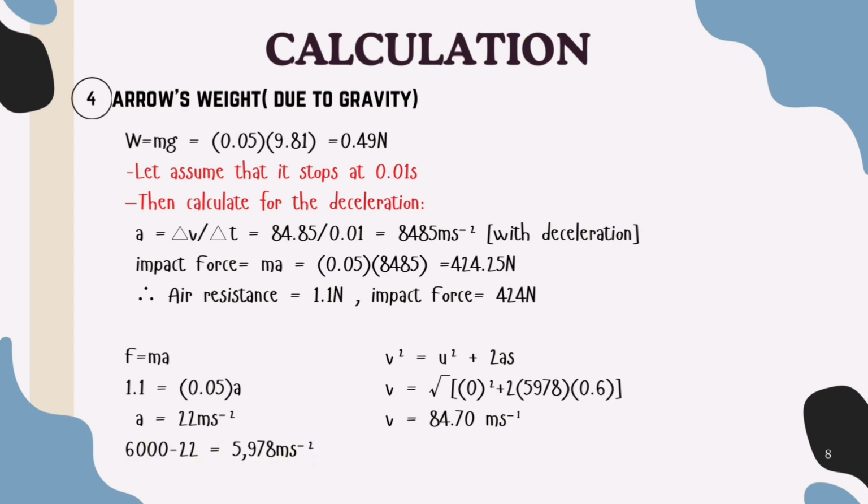And due to gravity, we have to use the formula W equals mg, where m is 0.05 and g is 9.81, and we get a value of 0.49 Newton. Right, let's assume that it stopped at 0.01 seconds. Then we have to calculate the deceleration.